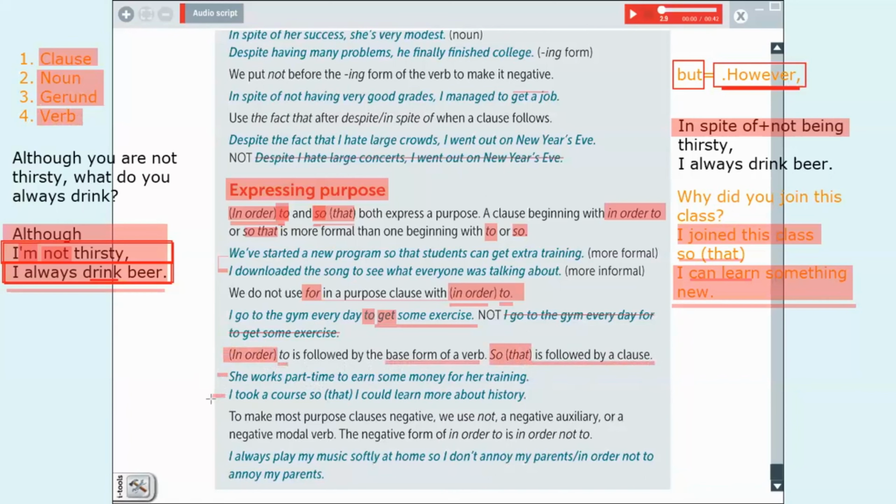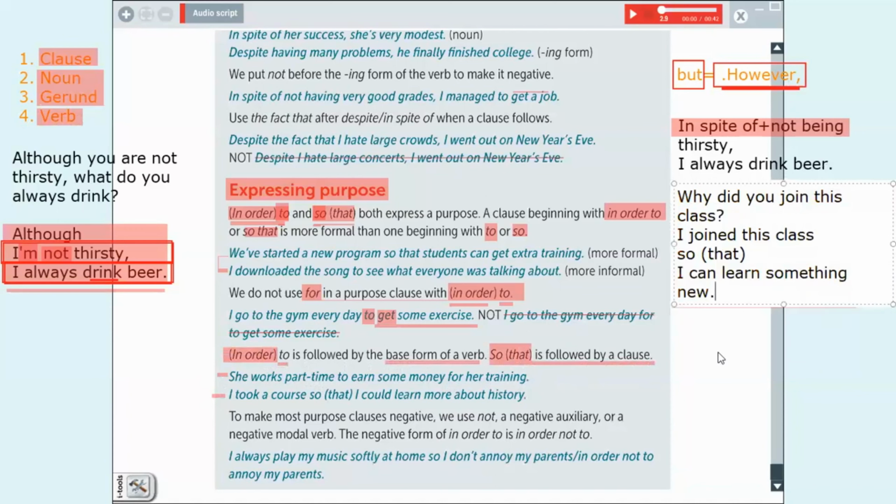Help me with this too, please. She works part-time to earn some money for her training. I took a course so that I could learn more about history. So "to" plus a verb, and "so that" plus a clause. To make most purpose clauses negative, we simply use "not". A negative auxiliary or a negative modal verb can be used in that way. The negative form of "in order to" is "in order not to".